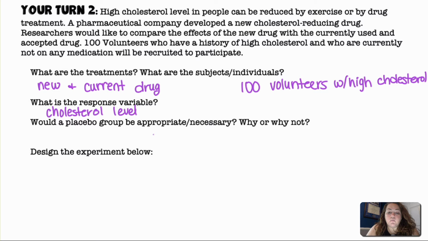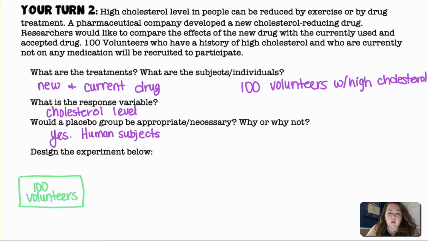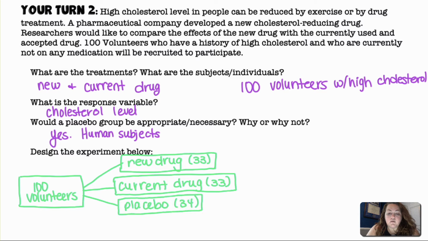Would a placebo group be appropriate or necessary? Why or why not? Yes, we're using human subjects, so we would want to include a placebo group. Design the experiment. I have 100 volunteers. I would randomly assign some of them to each of these groups. I'm going to do 33 to the new drug, 33 to the current drug, and 34 to the placebo. I can't do an even amount, so one group's going to have one more than the rest.